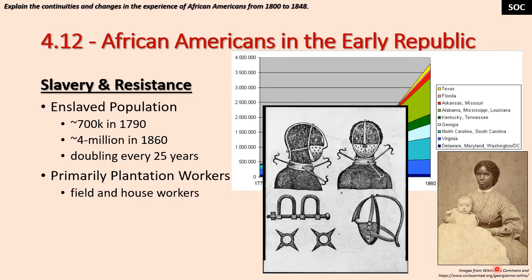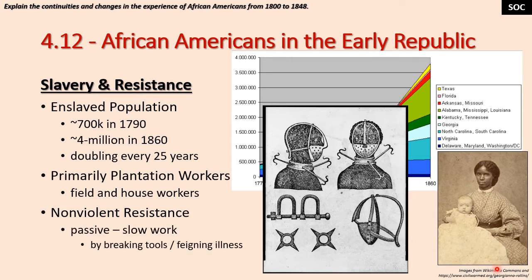This really means that resistance to this type of authority has got to be very meticulous, very, very cautious as you try to work your way through this. So for the most part, the majority of the resistance towards a slave structured society is through nonviolent resistance. A very passive way, by slowing down work, sometimes by breaking tools or feigning illness.